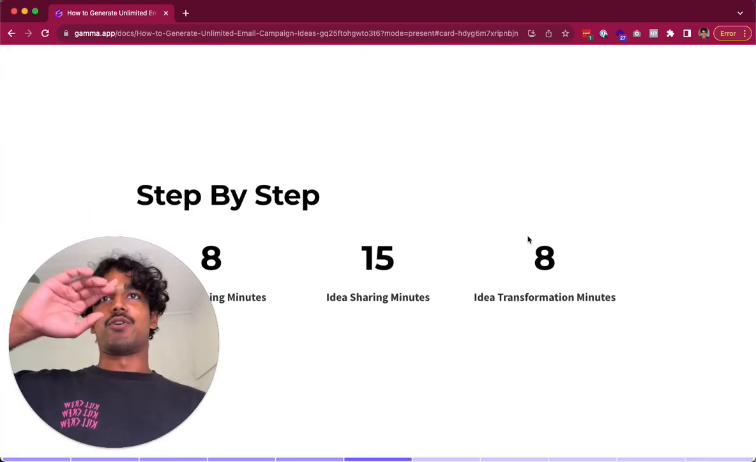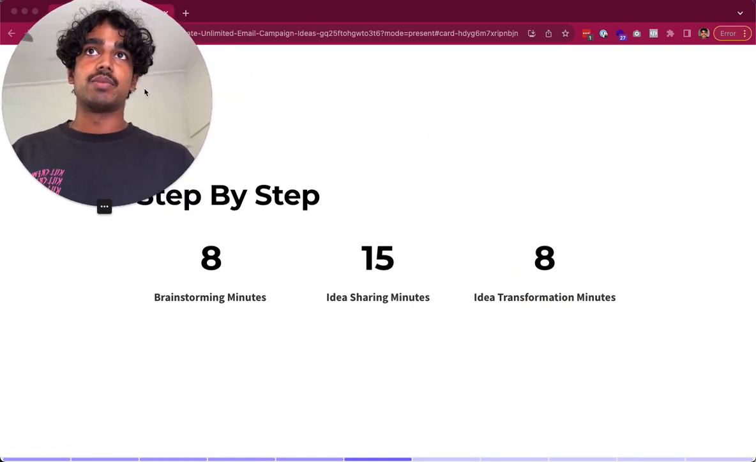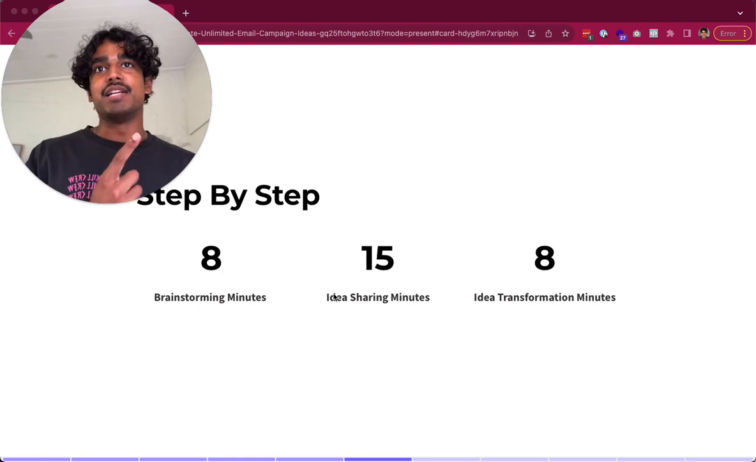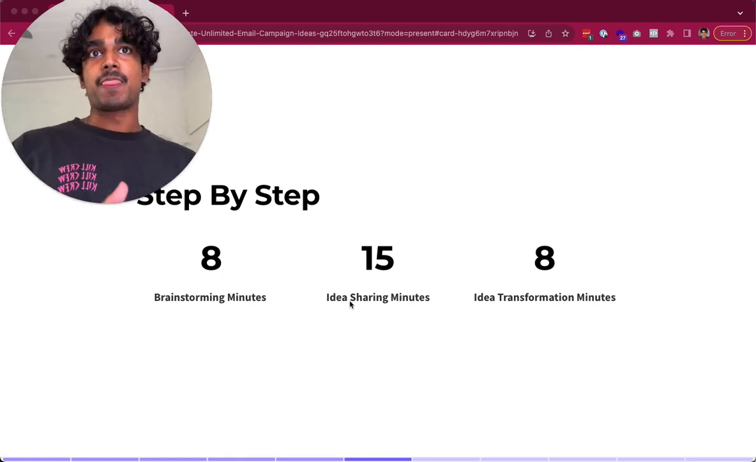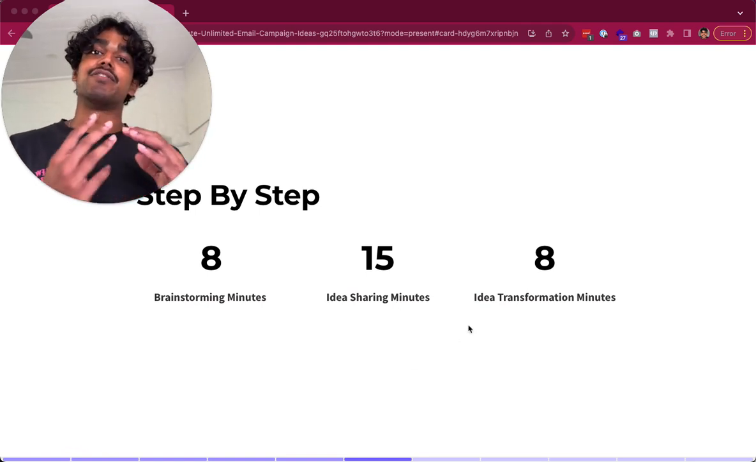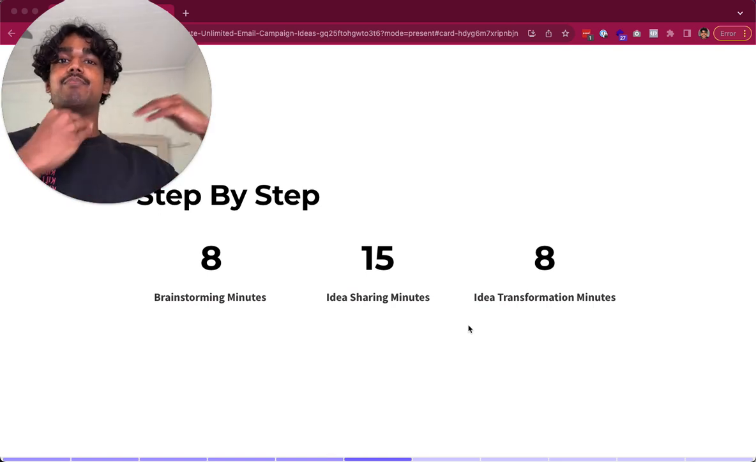Now, how does it actually work? Step by step, there are 3 components. 1, 8 minutes of brainstorming ideas individually on a piece of paper, followed by 15 minutes of sharing ideas, followed by 8 minutes of actually just collecting ideas from everyone else and picking the best and then building on them.